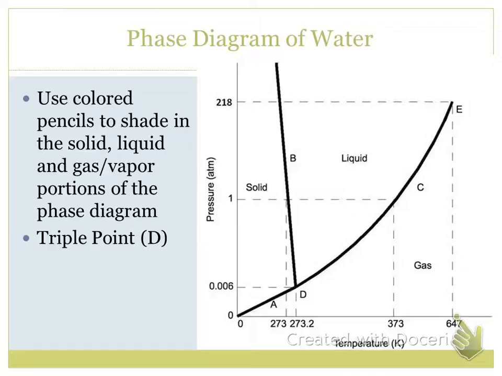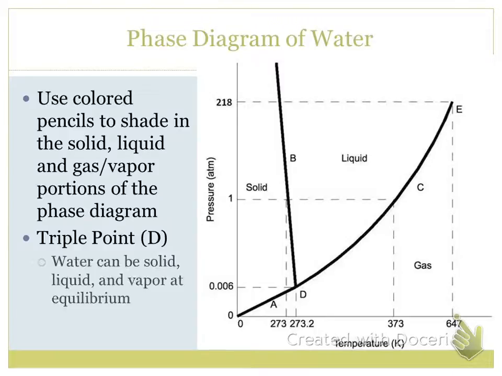Okay, and we're going to talk first about the triple point. So everybody find the triple point on your handout. It's right in the middle connecting those three curves. So the triple point is actually a condition in which water can be a solid, a liquid, and a vapor all at the same time. So you can put this part in your notes if you want, or you can label it on your handout. That's up to you.